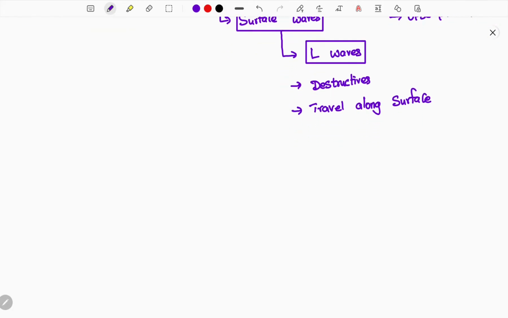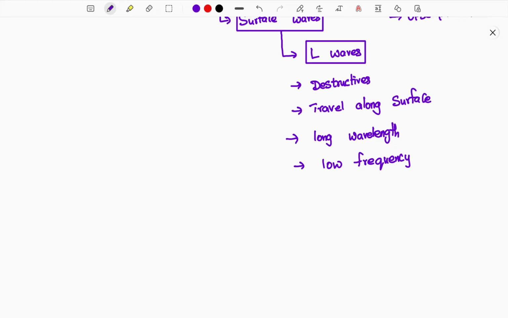Here you need to know a few facts about surface waves. They have a long wavelength compared to the other waves, and they have low frequency. These are the questions that will be tricked in your prelims. If they ask which of the waves has the longer wavelength, surface waves will be your answer.